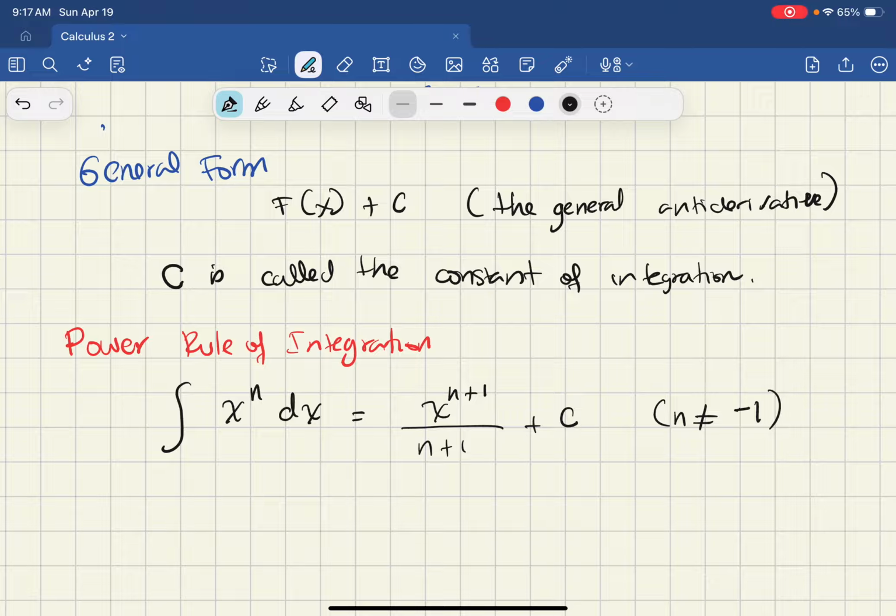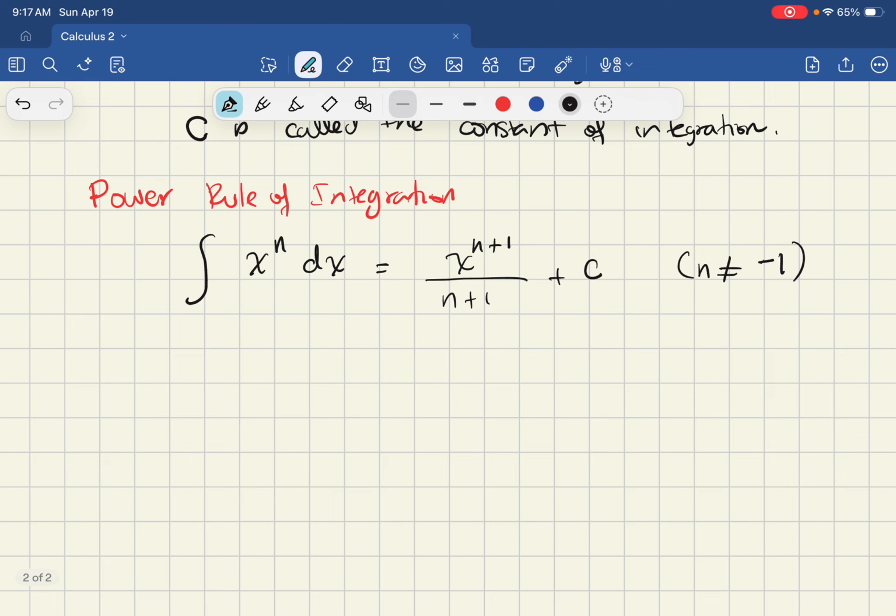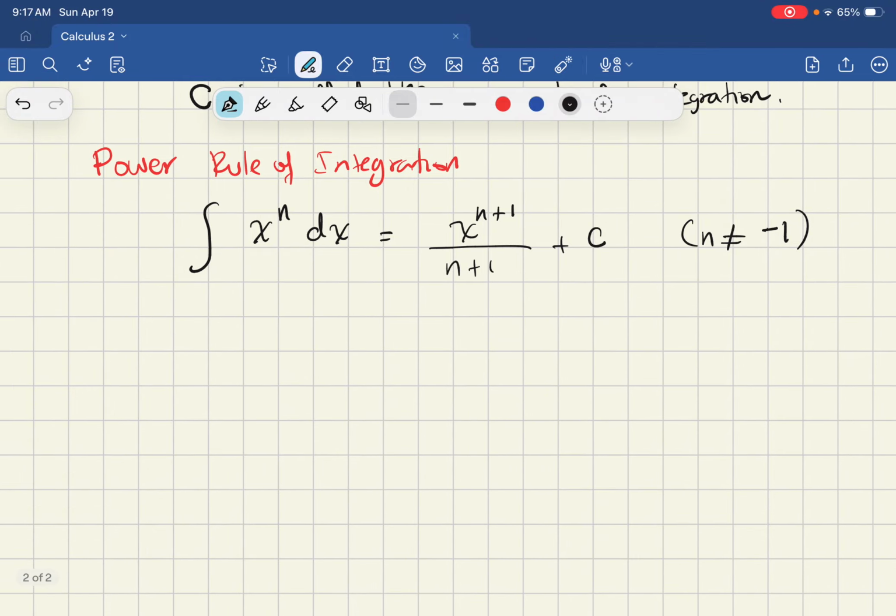That's simply because if n is negative 1, then n plus 1 will be equal to 0, and you cannot divide by it. So the idea is simple. You increase the exponent by 1 and then divide by that new exponent. It is the exact reverse of what you do when you differentiate using the power rule.